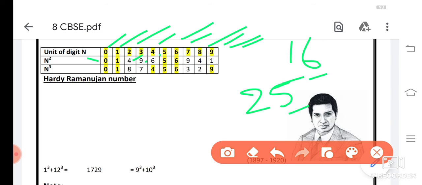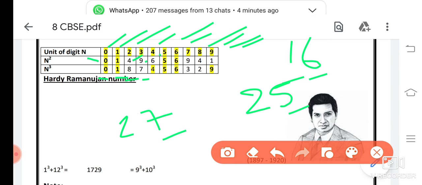Like this. Then n cube: 0 cube is 0, 1 cube is 1, 2 cube is 8, 3 cube is 27. So in 27 the last digit is 7. Like this I wrote.